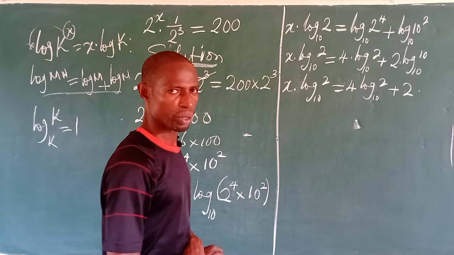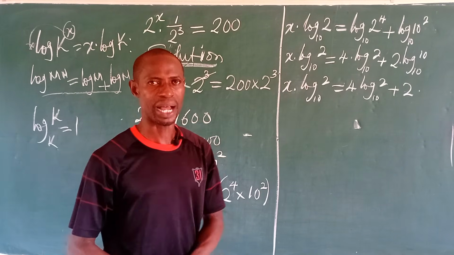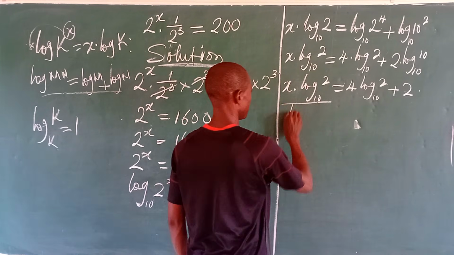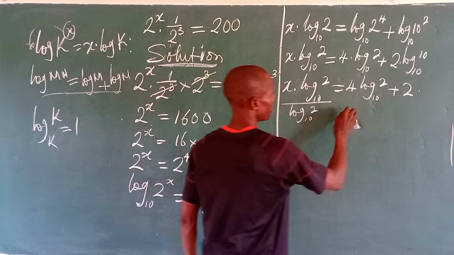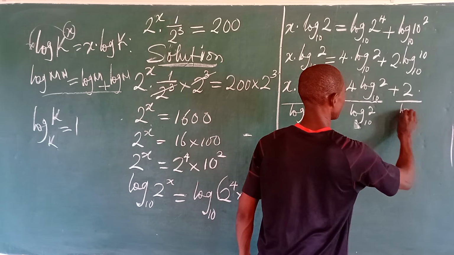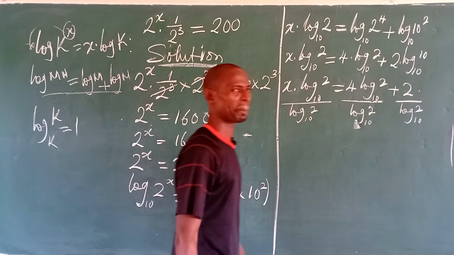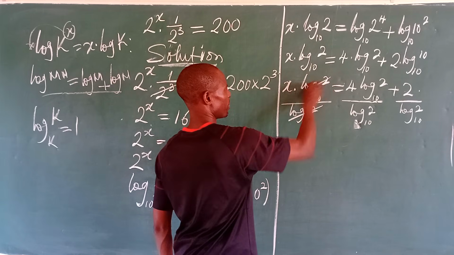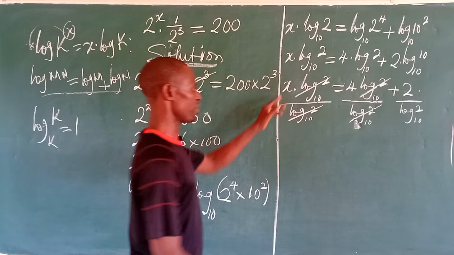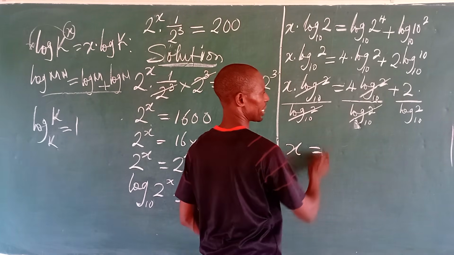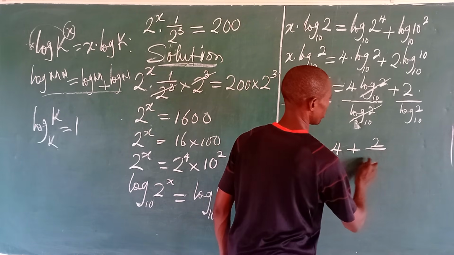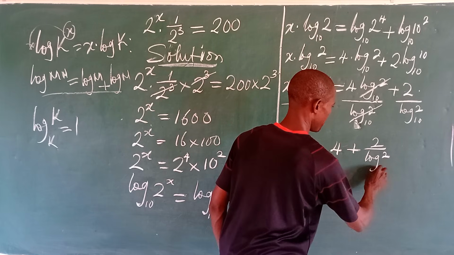Easy. So what we do here, we are looking for x. So let's divide through by log 2 base 10. We divide both sides by log 2 base 10. We equally divide this by log 2 base 10, and we equally divide this by log 2 base 10. Check out what we have now. This will go with this. This will go with this. Easy. And so from here, we're going to have x equal to 4 plus 2 all over log 2 base 10.